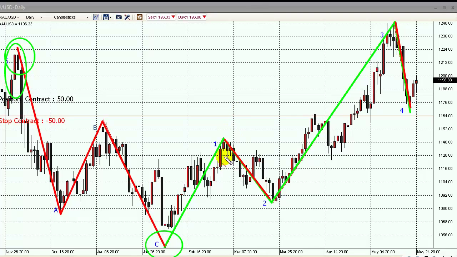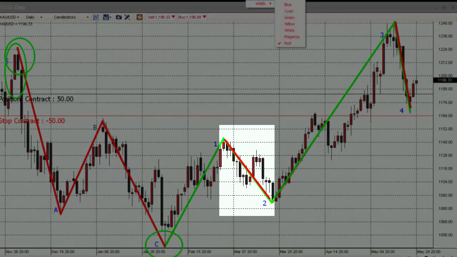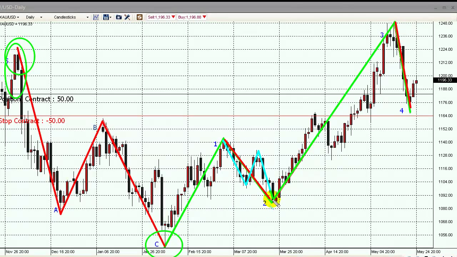If you notice, it didn't really come straight down. We had what's called a classic zigzag pattern within that wave. So it went something like this: down, it zigzagged up, and then it corrected down. Let me try to put that in there.